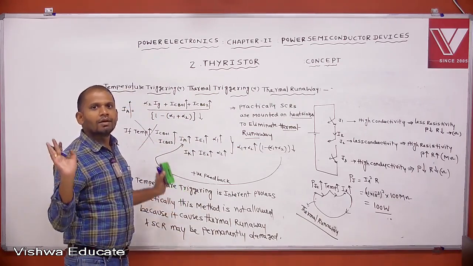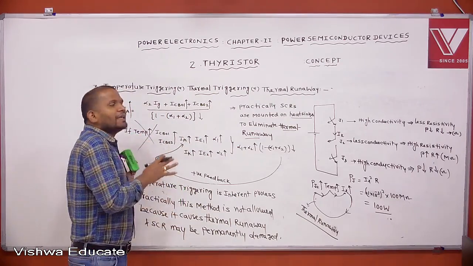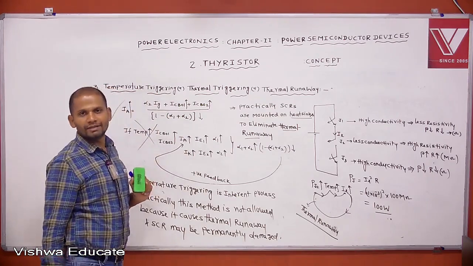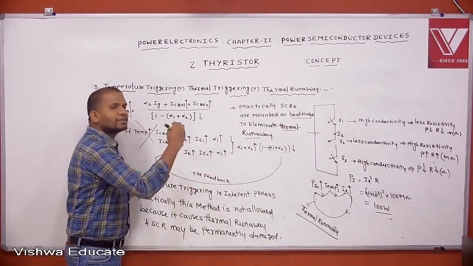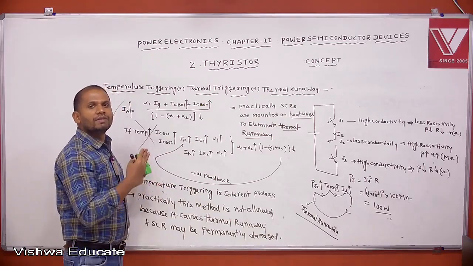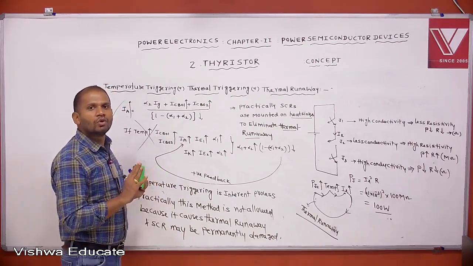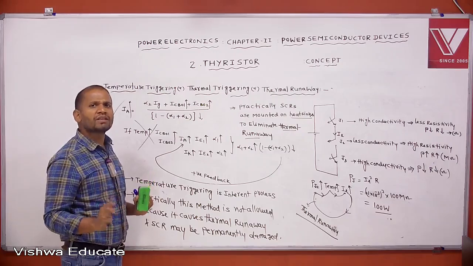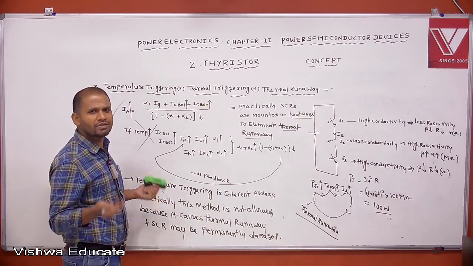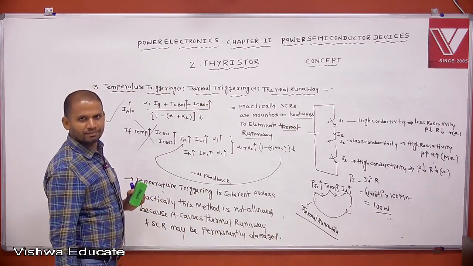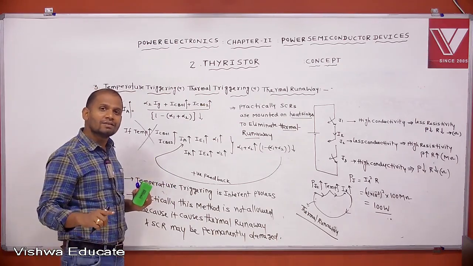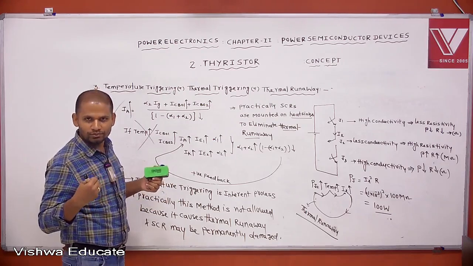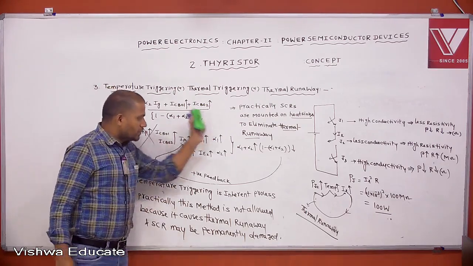Clear? This was about how to explain the gate triggering method and the temperature triggering method using the two transistor analysis of SCR. Here also positive feedback action exists. If temperature is continuously allowed to rise, the SCR may be damaged. Don't allow this method. That's the reason why SCRs are mounted on heat sinks, or we use some external cooling methods. Temperature triggering causes permanent damage and also misfiring of the thyristor, which is not in our control.